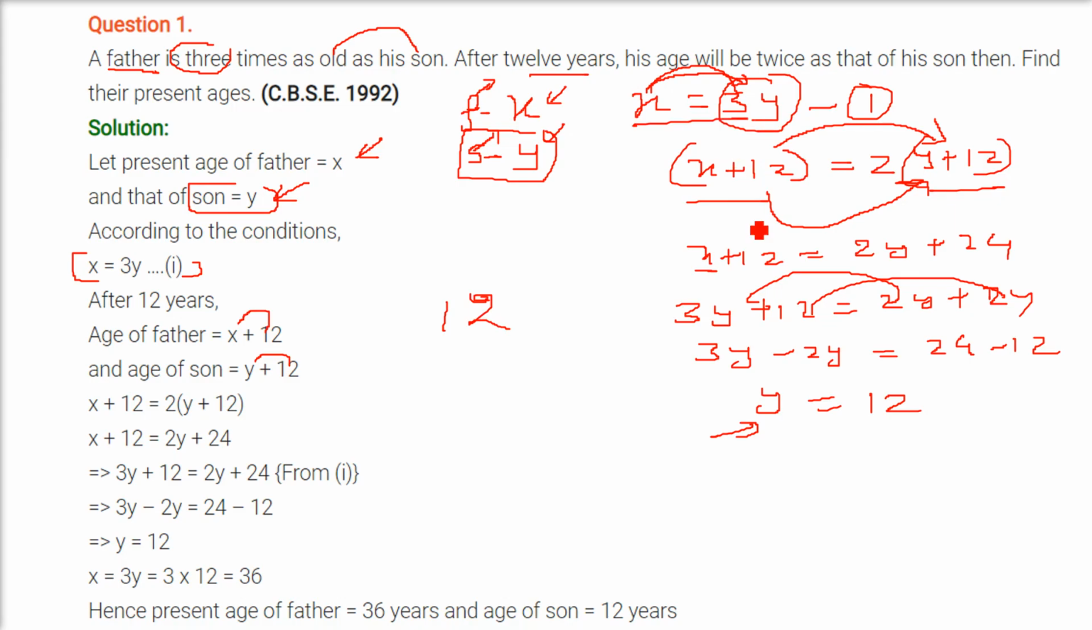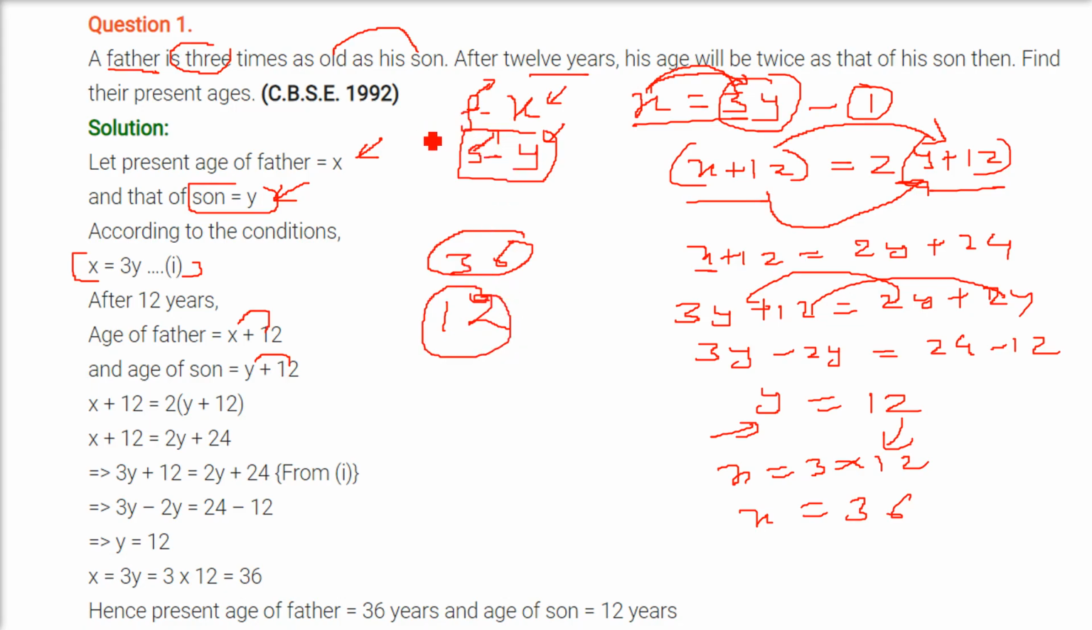X equal to 3Y. So X will be equal to 3 into 12, we are putting Y here. So it will be 36. So X is 36. What was X? X is the present age of the father. So 36 is the age of father, 12 is the age of the son. Most of the questions which are in this exercise are like this.